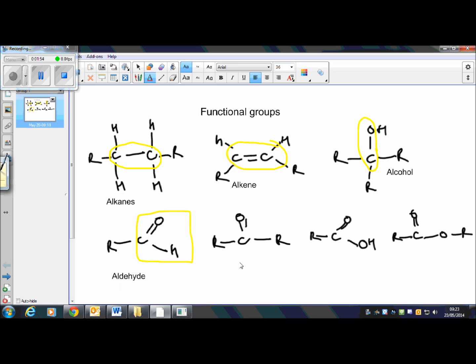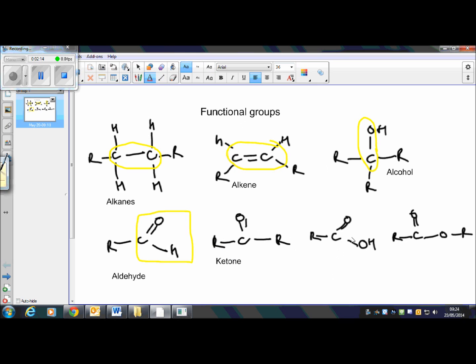So here we've got a ketone. C double bond O attached to two different R groups. Two different R groups tend to be carbons. This is a ketone. So what's your spelling on this one? People spell it as key. It's ketone, K-E-T-O-N-E.